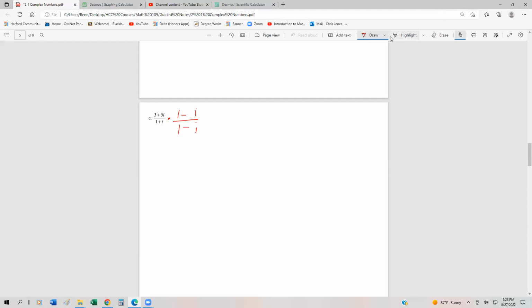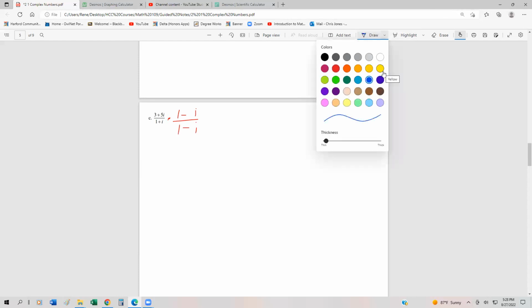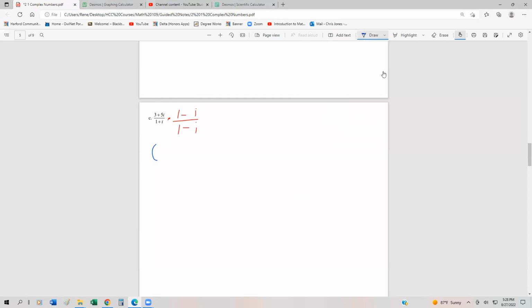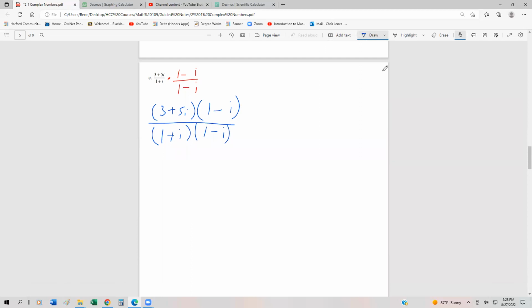Right? And of course, if we multiply that across, we're going to get two, I'm going to say quote unquote, binomial terms. So (3 + 5i)(1 - i) divided by (1 + i)(1 - i). All right, now we're going to FOIL in both the numerator and the denominator. So we get 3 minus 3i plus 5i, and then plus or minus 5i squared.